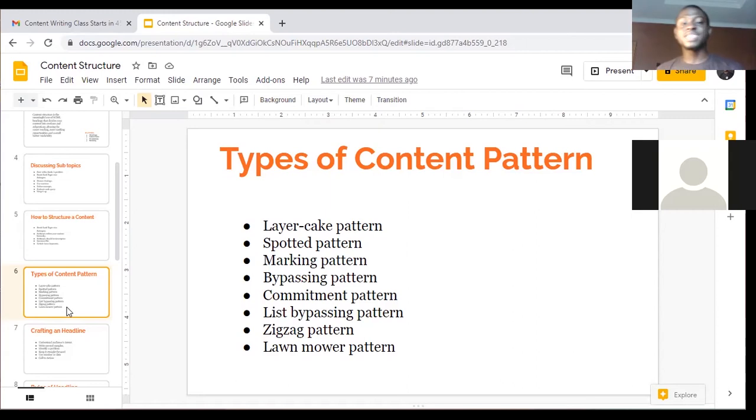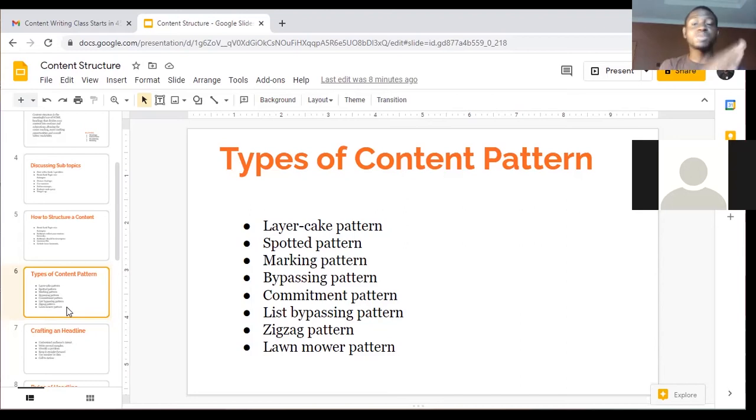Then we have list bypassing. People just read the list you have to offer. Let's say you're talking about 6 tips for effective writing, and what they just do is read all the 6 tips and move on. Then we have zigzag.